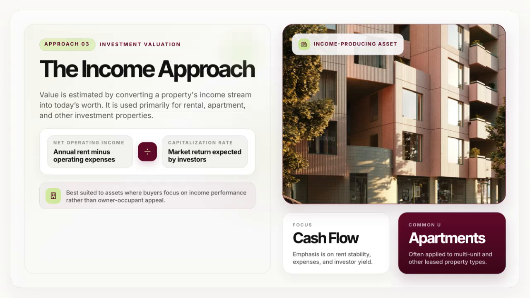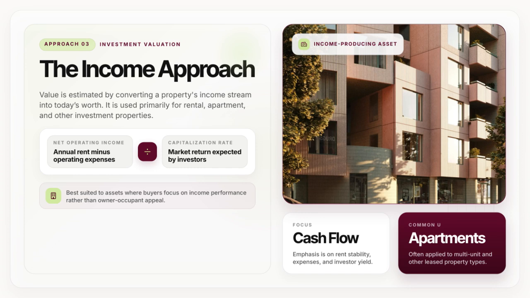Now, let's take a closer look at the income approach, which is one of the key methods used in investment valuation. This approach estimates the value of a property by converting its income stream into present-day value. Essentially, it focuses on how much income a property can generate for an investor, making it especially useful for rental properties, apartments, and other types of investment real estate.